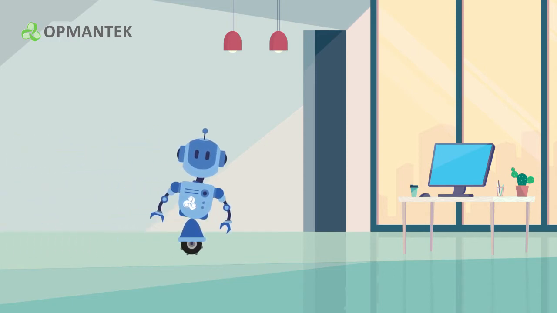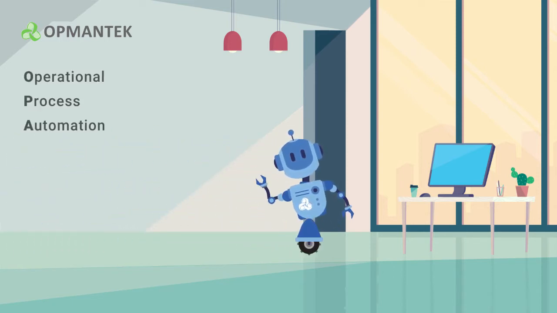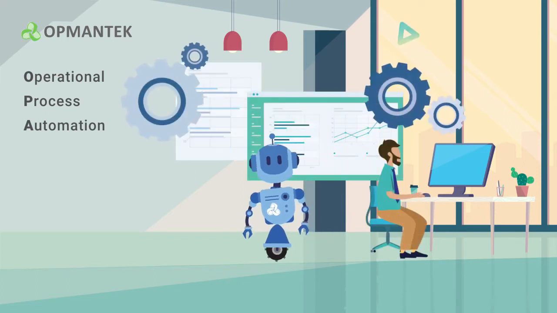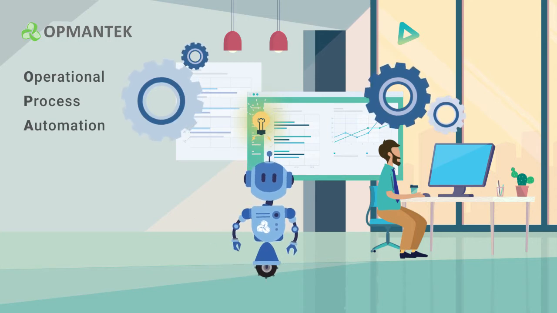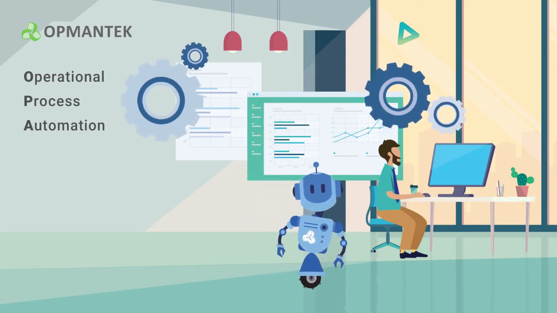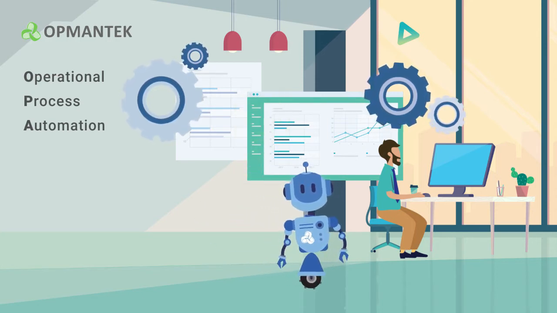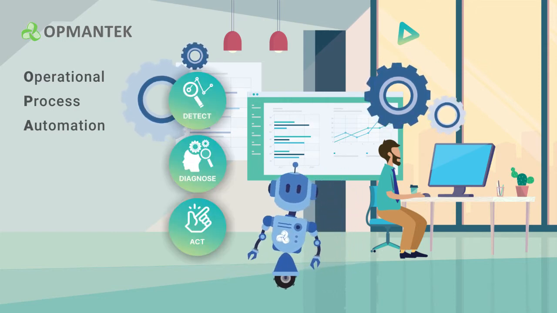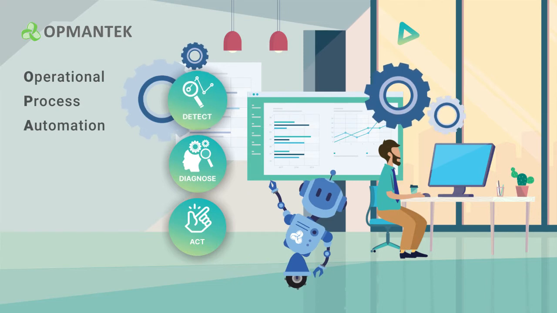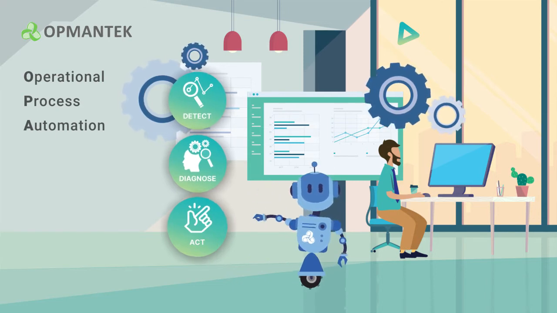Operational Process Automation, or OPA, is the next evolution of RPA, which delivers specifically to IT and network operations teams and carries out advanced analysis and troubleshooting tasks. So, whilst RPA focuses on only automating actions, OPA also integrates thinking and decision-making. It detects, diagnoses, and acts.